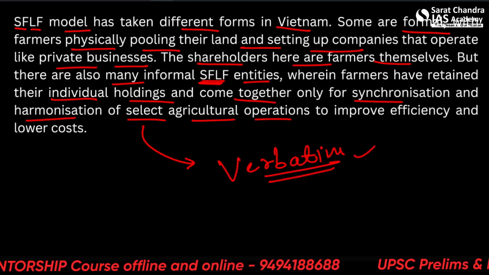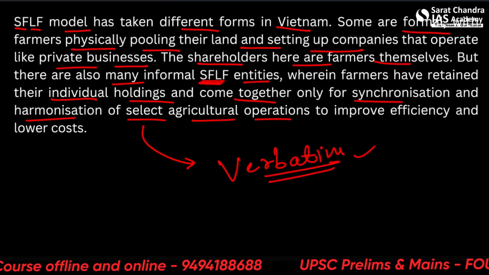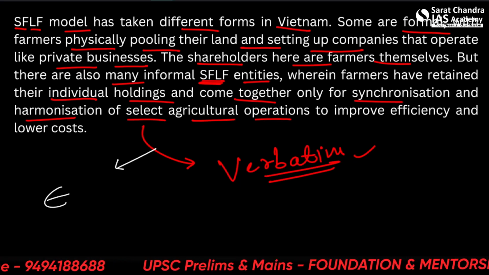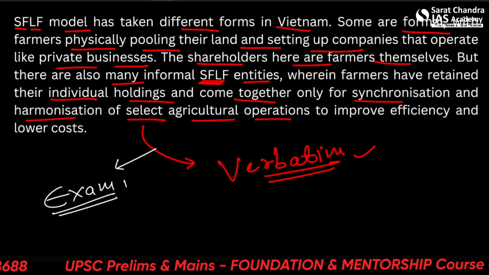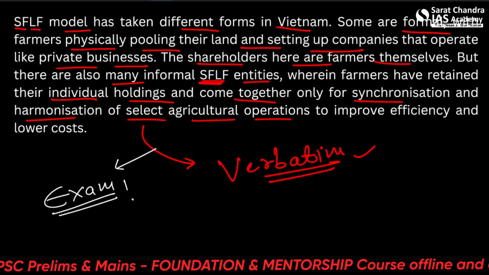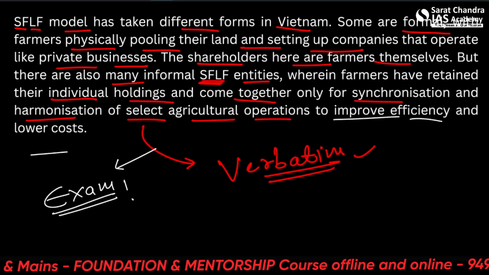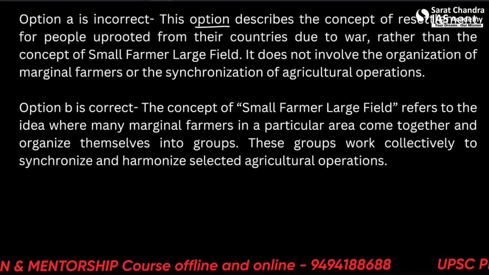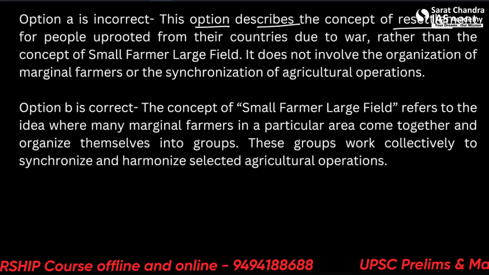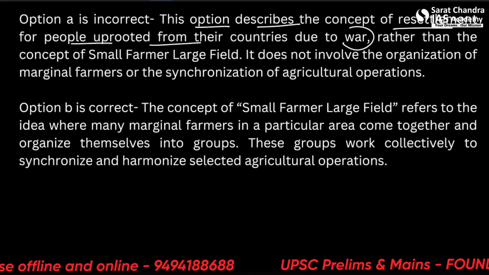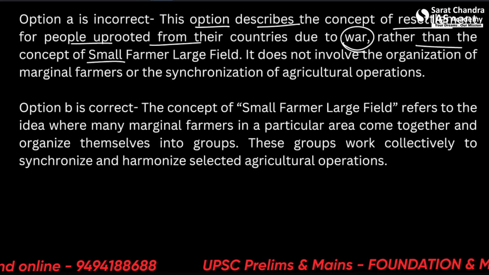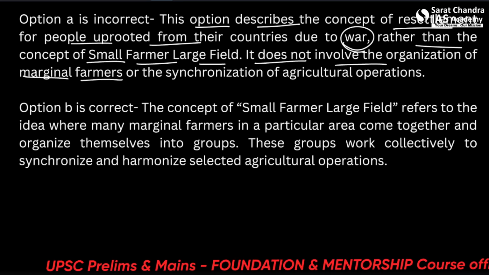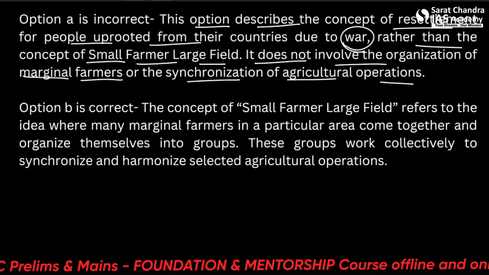Whenever there is an economic model proposed in the newspaper, you should have a feeling that it will come in the exam. Okay, take care of this. To improve efficiency and lower costs. So that is why option 1 is incorrect. This option describes resettlement for people uprooted from their countries due to war, rather than the concept of small farmer, large field. It does not involve the organization of marginal farmers or the synchronization of agricultural operations.